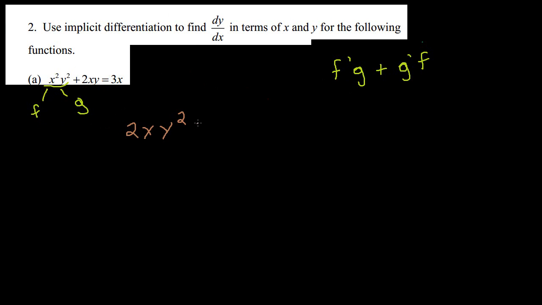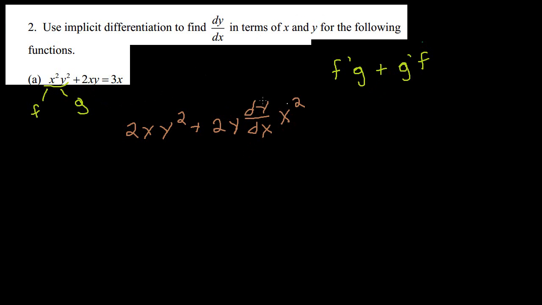And then we have to add the derivative of g, which is going to be 2y. And because we're taking the derivative of y, and that's not x, we have to add a dy over dx here. Then we just leave f alone, and that's going to be x squared. So we have an x squared right here. So this takes care of the derivative of the first term.